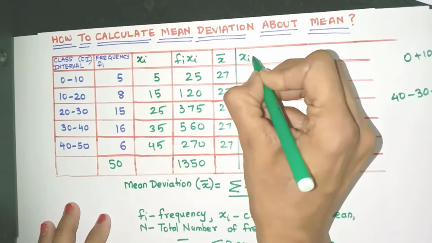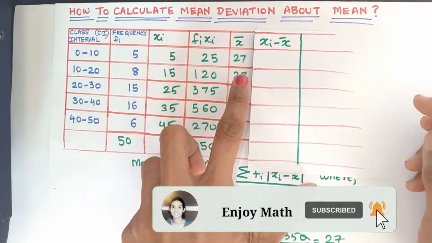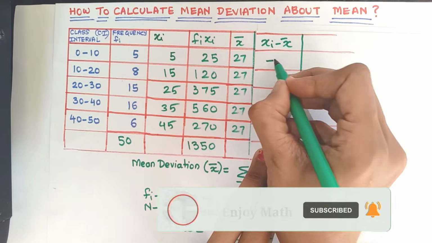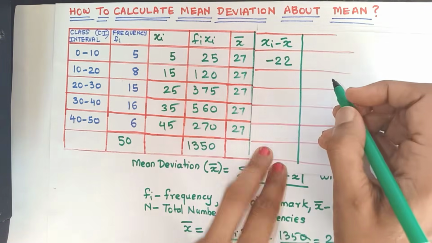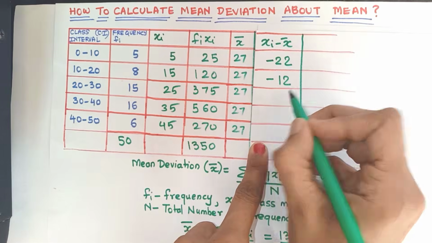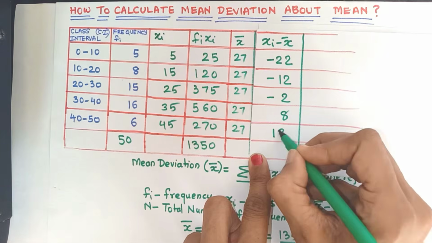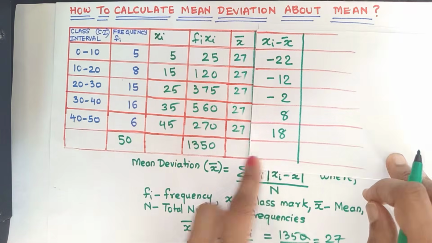So we need xi minus x bar. So just placing your fingers on the correct columns will help you reduce the calculation mistakes. So 5 minus 27 is minus 22. Remember there's a negative sign. Here I will get minus 12. Minus 2, 8 and 18. So these are all the xi minus x bar values.